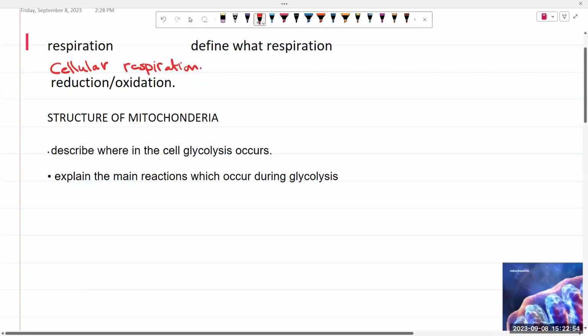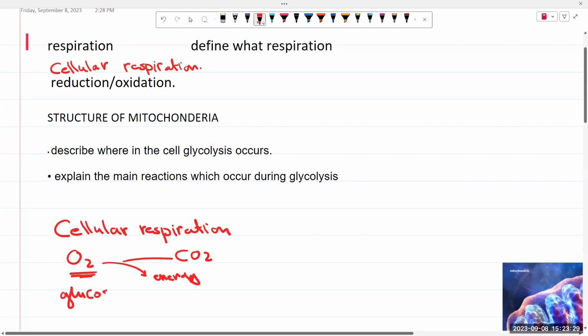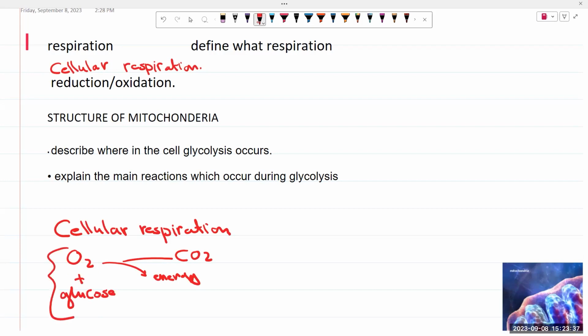Yes, you said we can say cellular respiration is when the cell uses oxygen and releases energy, and also releases carbon dioxide. But is only oxygen enough to release that energy and carbon dioxide? Okay, Mariam? Glucose is also used. Yes, we need glucose. It also produces water. Yes, glucose as well. So glucose and oxygen, both of them are required to do cellular respiration.